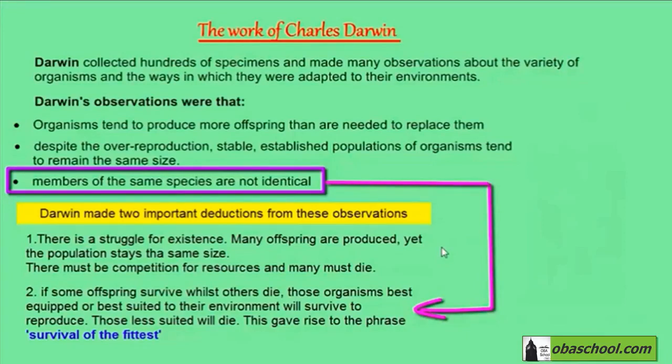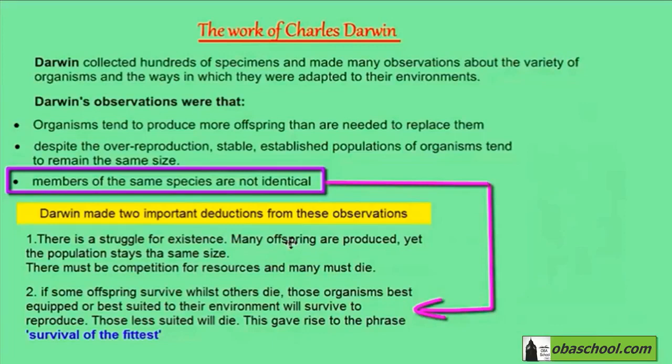So he concluded that some offspring are surviving and the others are dying. So the ones surviving are capable of adapting to the environment. So they are increasing in number since they are reproducing and competing with other organisms. However, those that are not capable of adapting are dying. So this is referred to as the survival of the fittest.